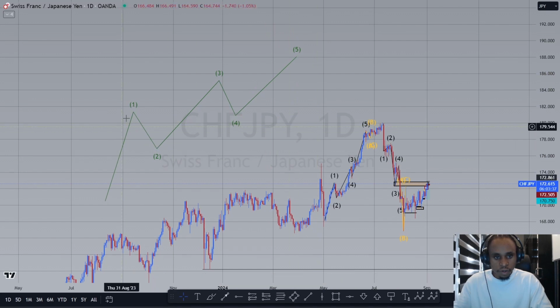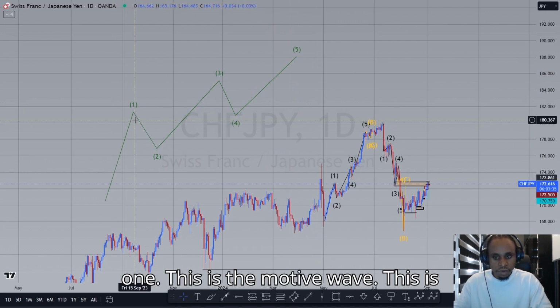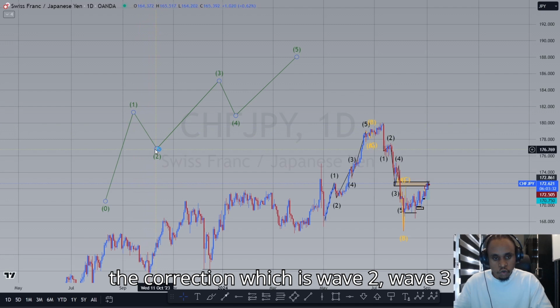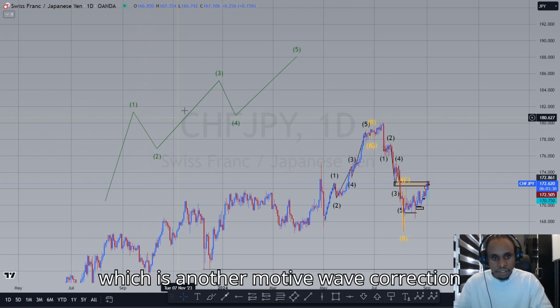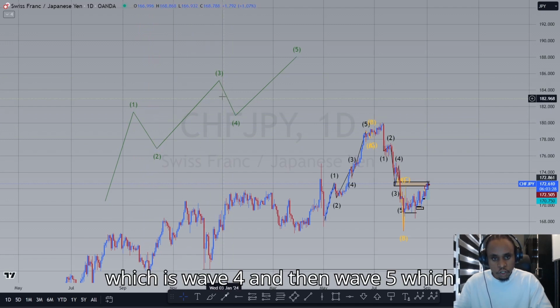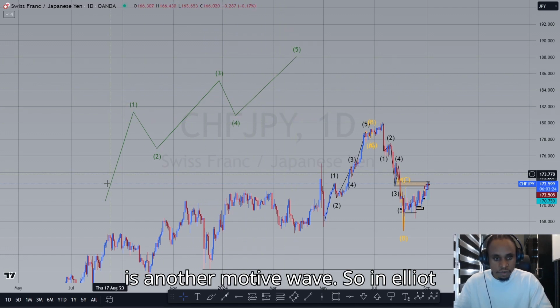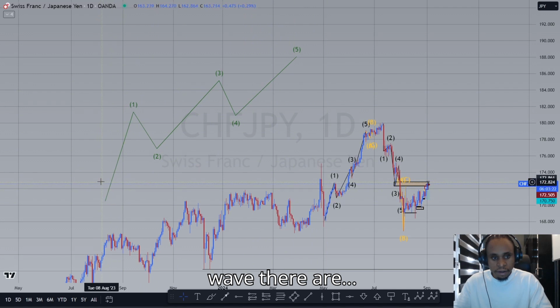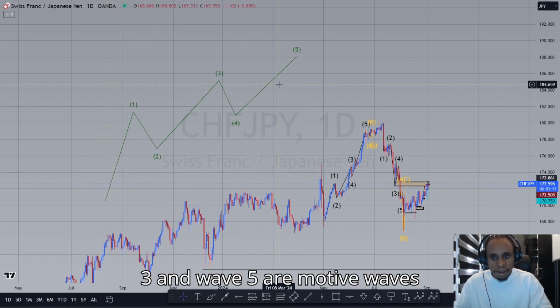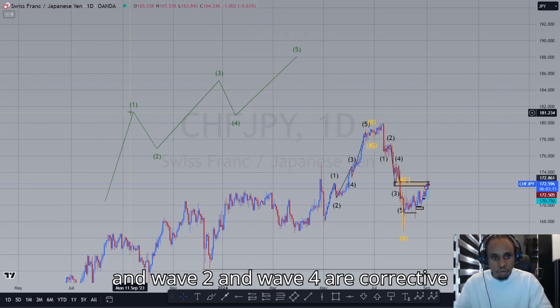Okay, so wave one, this is the motive wave. This is the correction, which is wave two. Wave three is another motive wave, then the correction, which is wave four, and then wave five, which is another motive wave. So in Elliott wave, wave one, wave three, and wave five are motive waves, and wave two and wave four are corrective waves.